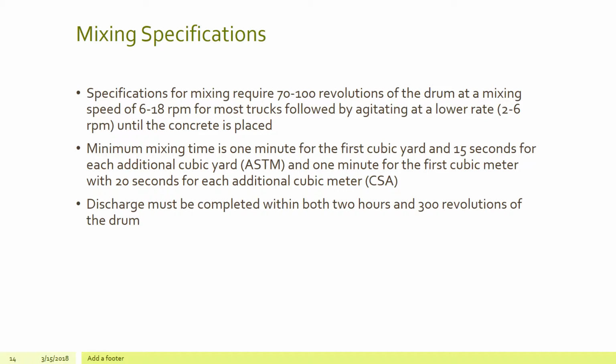Mixing specifications. Specifications for mixing require 70 to 100 revolutions of the drum at a mixing speed of about 6 to 18 RPMs for most trucks, followed by agitating at a lower rate of 2 to 6 RPMs until the concrete is placed. Minimum mixing time is 1 minute for the first cubic yard and 15 seconds for each additional cubic yard, and 1 minute for the first cubic meter with 20 seconds for each additional cubic meter. Discharge must be completed within both 2 hours and 300 revolutions of the drum.